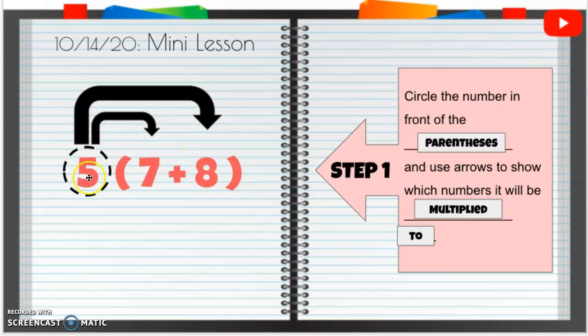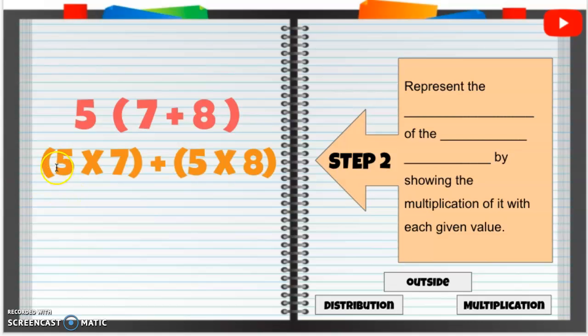All right, so in the next slide, first of all, we circle the numbers in front of the parentheses and use these arrows to show which numbers we are going to take this number outside of the parentheses and multiply it to. So we'll multiply this 5 to this 7, and then we'll multiply this 5 to this 8. So 5 times 7 will be that first set of parentheses, and then 5 times 8 will be that second set.